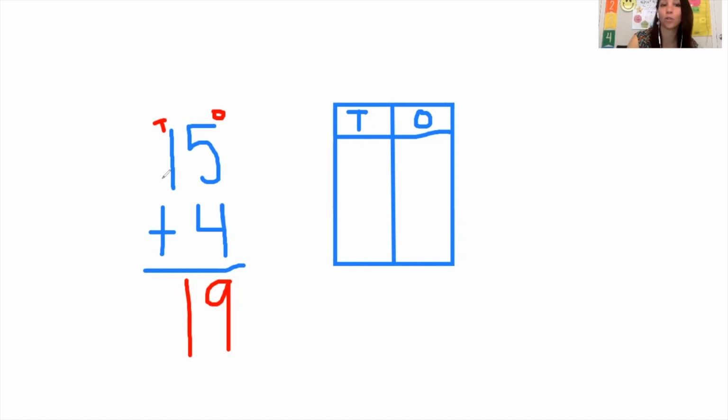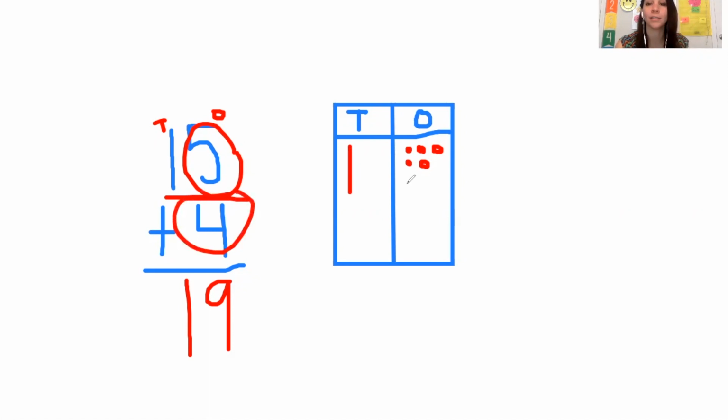So the first thing I would draw is 15. There are 5 ones in 15. 1, 2, 3, 4, 5. And there's 1 10 in 15. And then there are 4 ones.